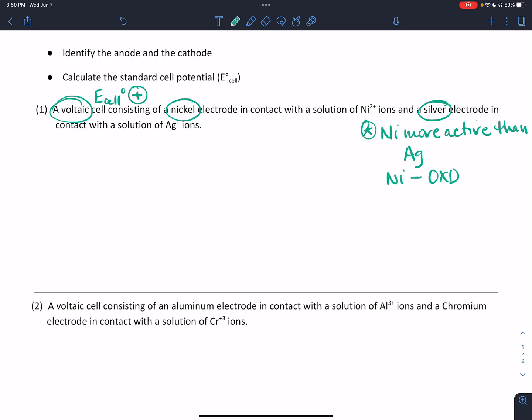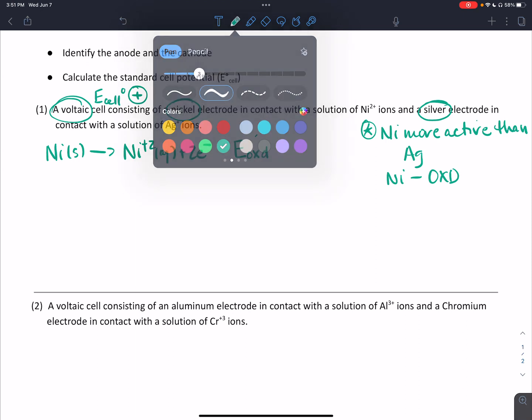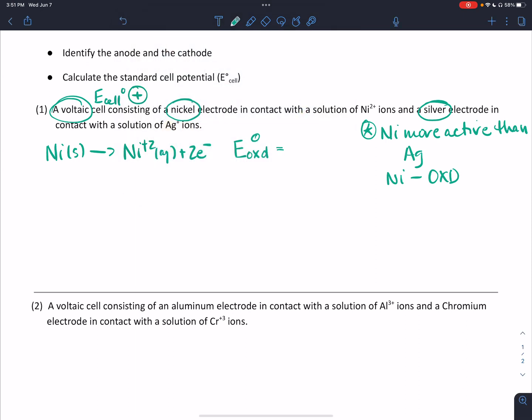I'm going to write out my two half reactions. I have nickel solid forming nickel 2+ ions plus 2 electrons. I'm going to look on my reduction potential sheet to find that potential, and it has a reduction potential listed as negative 0.26, but I have the oxidation here, so it's going to be a positive 0.26 volts.